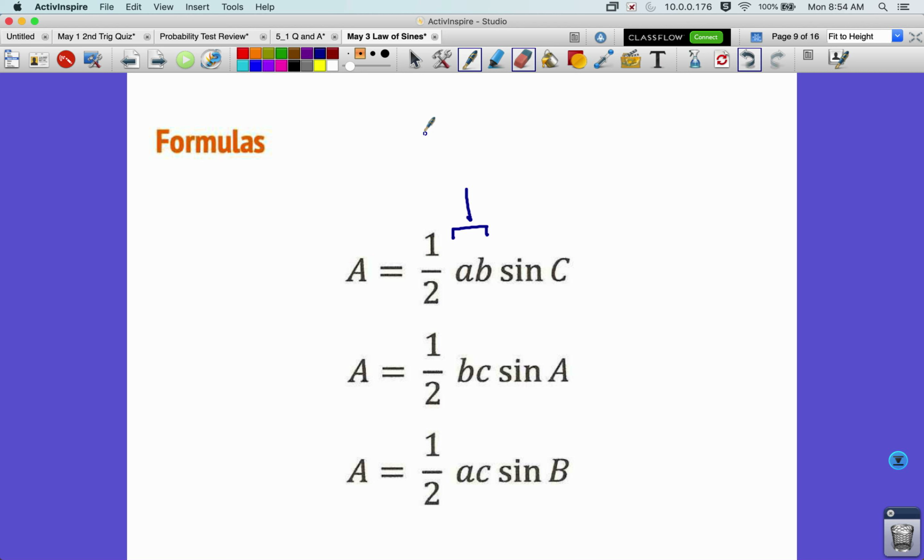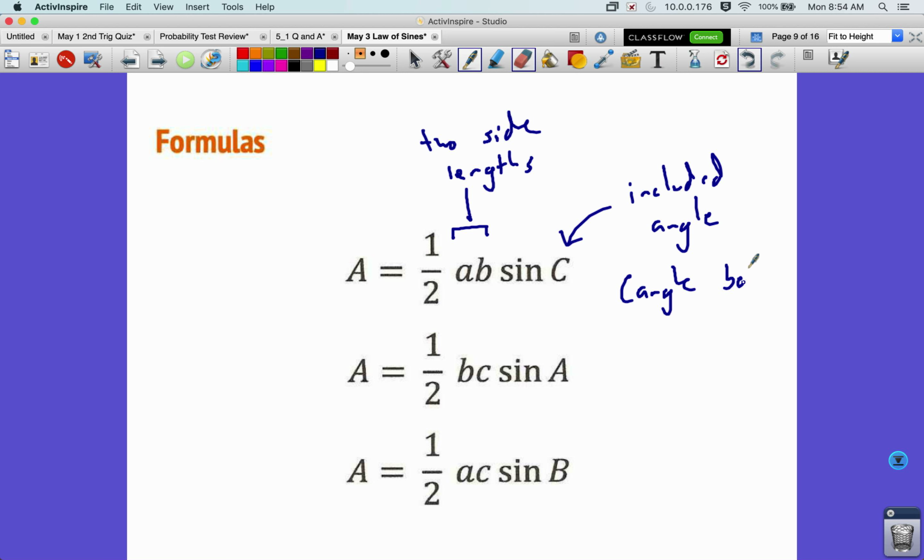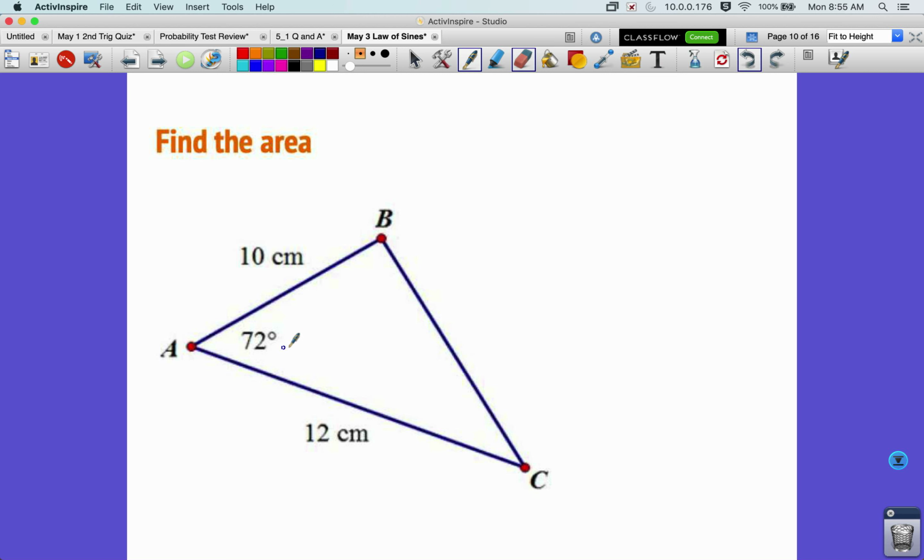And these are 2 side lengths, and this is the included angle. That means it's the angle between a and b. And so you don't even really have to remember these variables. You just have to look for 2 side lengths and the included angle, and you can find the area of that triangle really quickly.